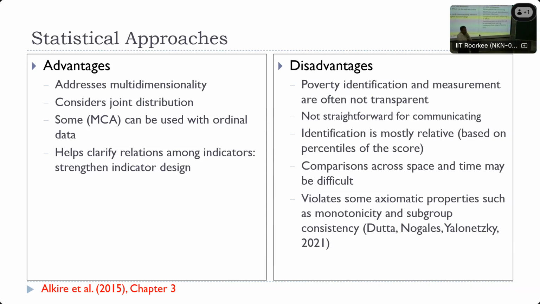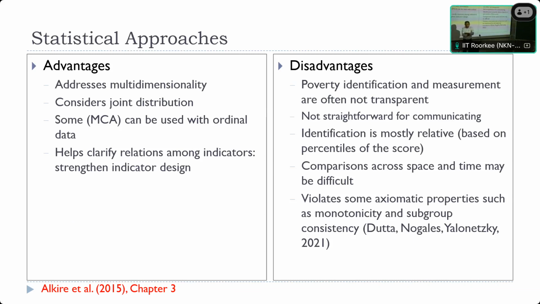Okay. Disadvantages: poverty identification and measurement are, of course, not very transparent. It's like a black box. What is going on inside, you have no clue. It is not straightforward at all for communication. Identification is mostly relative: top 20%, bottom 20%, bottom 25%, based on the score and the correlation that you get. Comparison across space and time becomes really difficult.